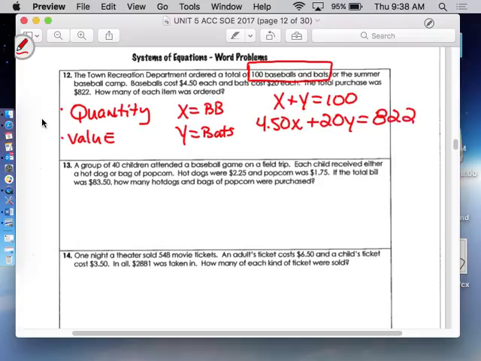Now I'm not going to solve the systems in this video because I'm confident that you all can do that. I just would like to talk through the setups and then you should be able to take it from here. Let's look at the next problem.